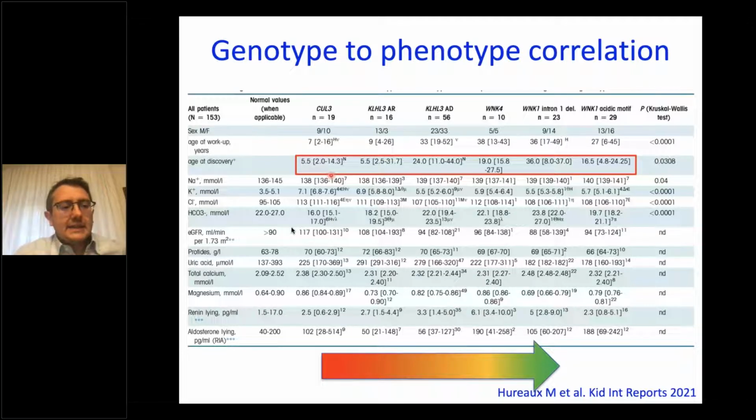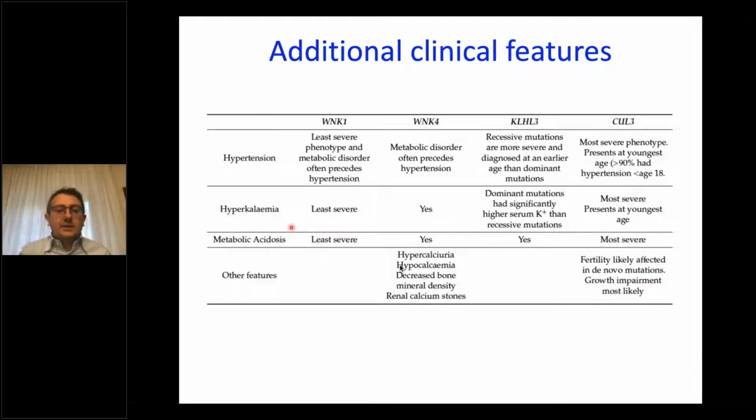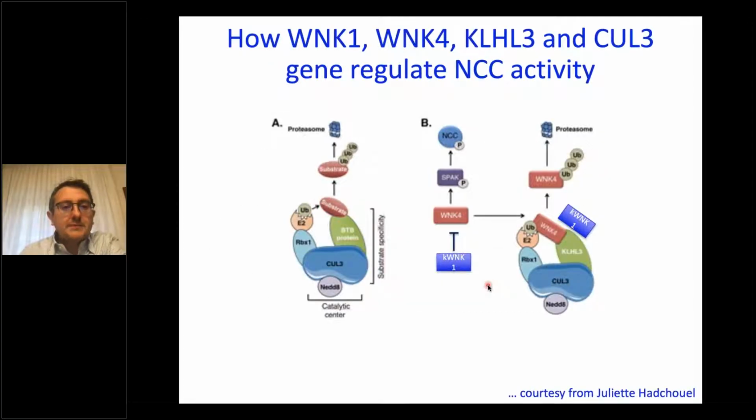This severity is also seen in potassium levels, which are higher in the Collin3 patients, and in bicarbonate levels. So a much more severe metabolic acidosis can be seen in these patients. Additional clinical features have been associated with the Wink4 gene, especially the presence of renal stones and osteoporosis, and with the Collin3 gene, where people also present fertility problems. But how can these four genes interact with NCC?